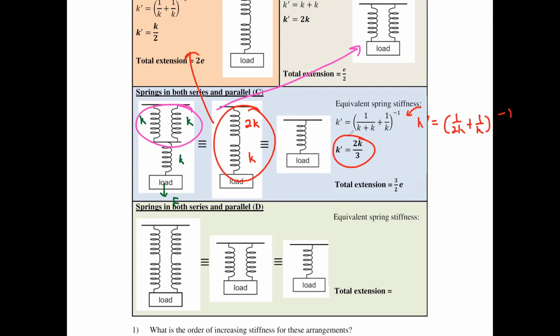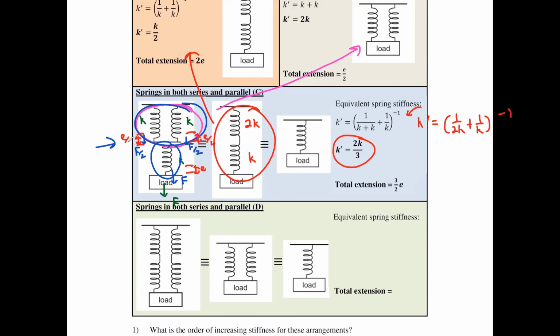All right. Then after that, I want to find the extension. Now, the extension, you can just look at this part here. If I want to find the extension, this spring will have a force of F. So my extension is just going to be E. And then this portion here will have a force of F over 2 for each of them.